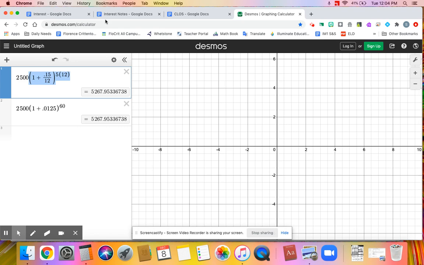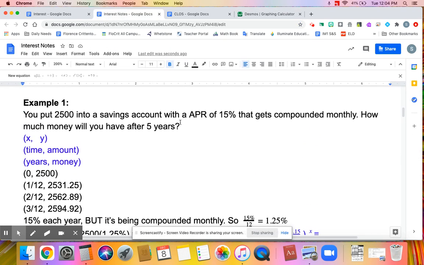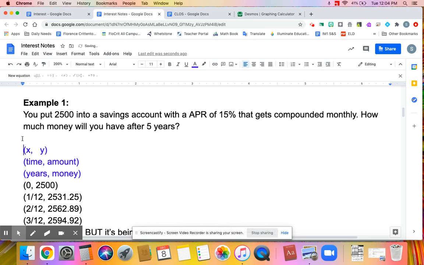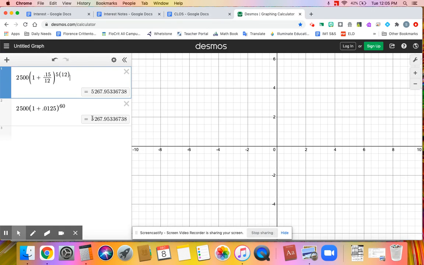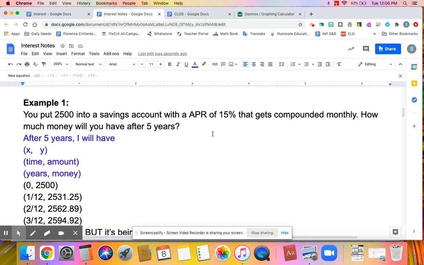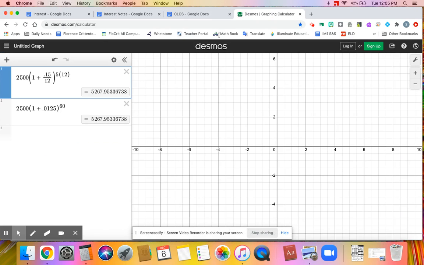So the answer here is, because the question at the very beginning is how much money will you have after 5 years? You need to respond after 5 years. Because it's a word problem that asks a question in words about a situation, you have to respond in words about that situation. So after 5 years, I will have, and the amount was $5,267 and 95 cents.